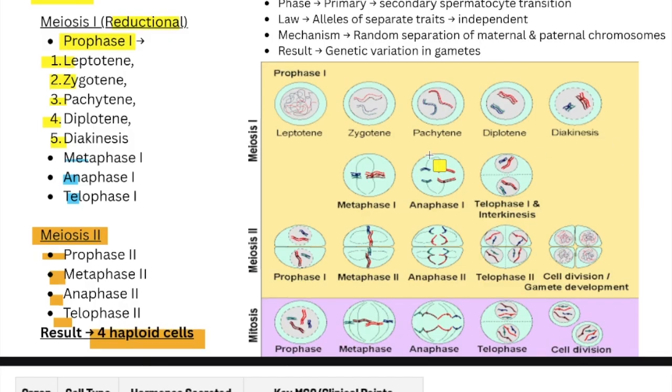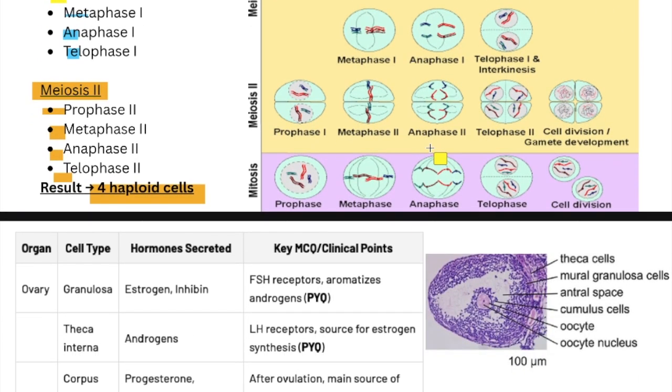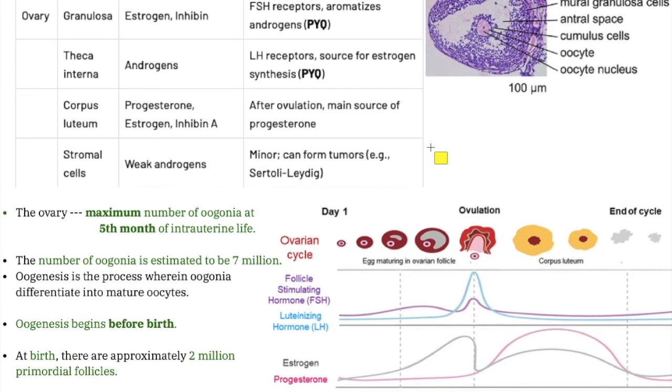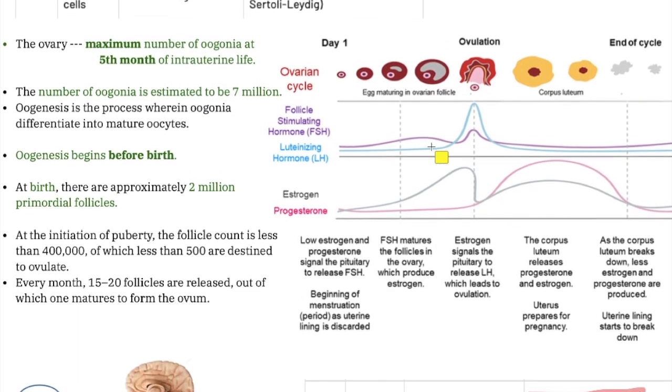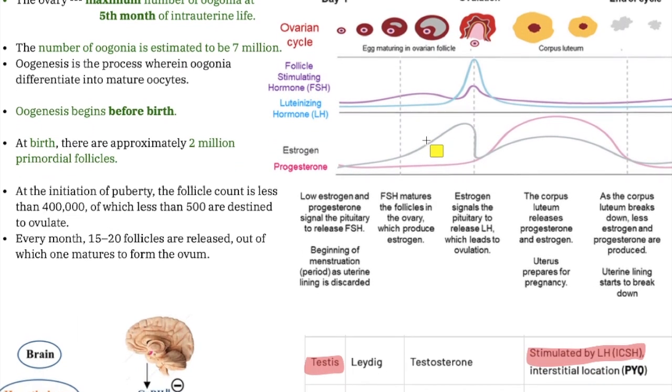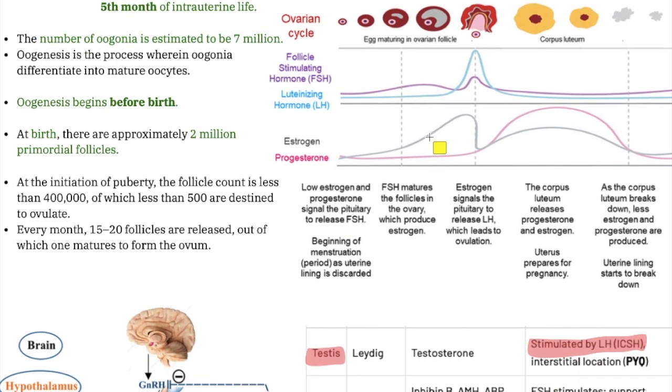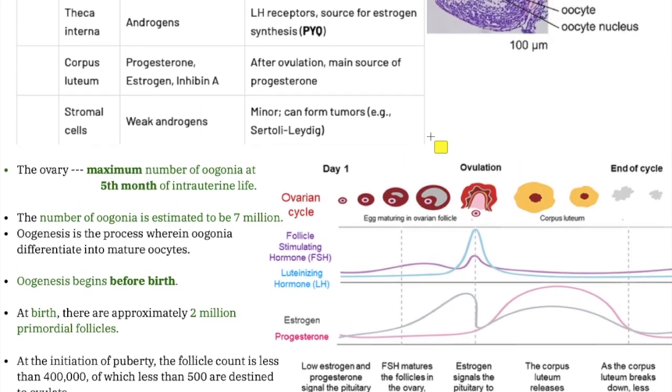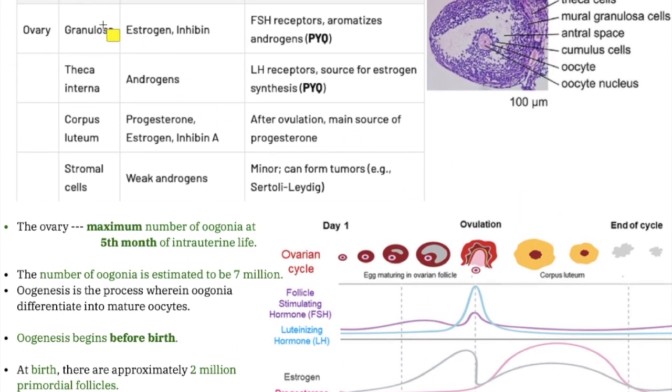Let's focus on the female reproductive system and the ovarian cycle. The ovary contains several key cell types. Granulosa cells have FSH receptors and produce estrogen and inhibin. Theca interna cells have LH receptors and produce androgens, which are then converted to estrogen. After ovulation, the corpus luteum becomes the main source of progesterone and estrogen.